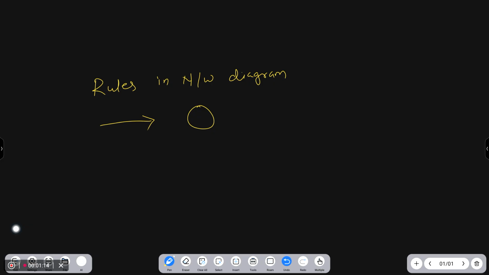Now, in the definition of that, the length of an arrow is of no significance. What does that mean? It means that if we draw any particular activity, for example A, from 1 to 2, the length of these activities does not have any significance, right? It can be like this, it can be like this. There is no issue with the length, right?